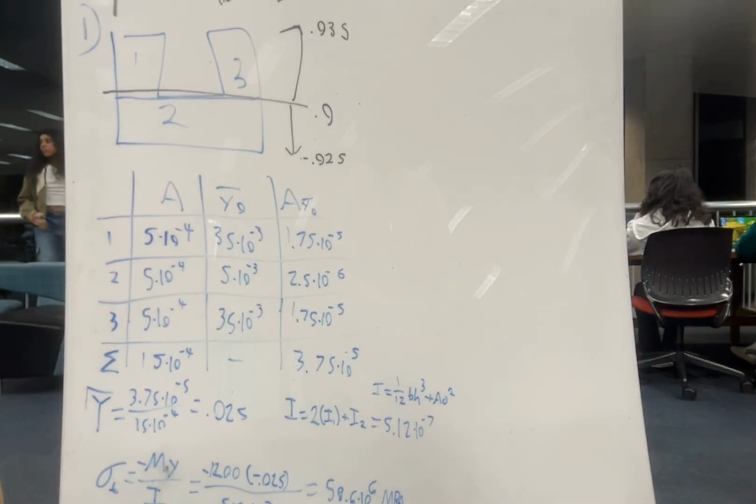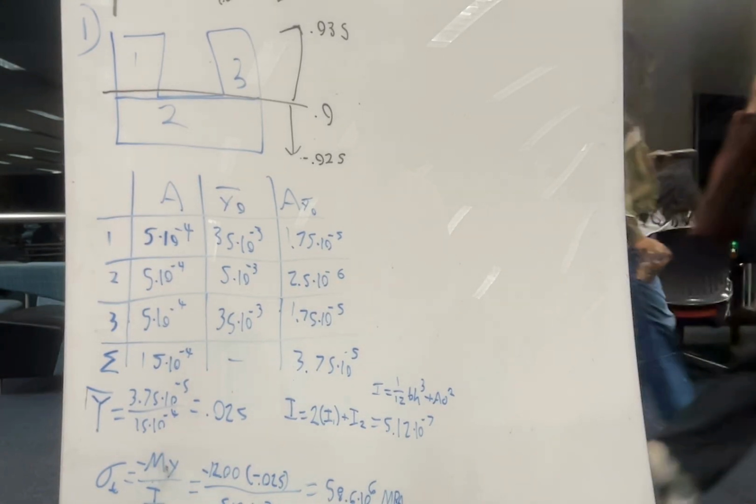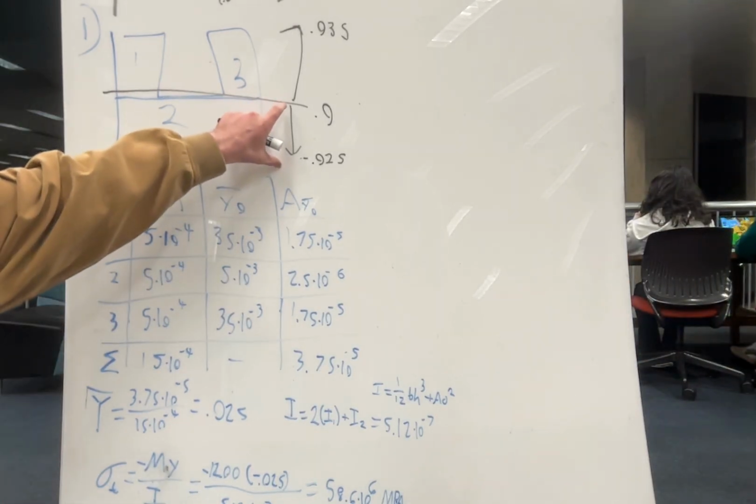So the 0.025 is your neutral axis, correct? Yeah, but I'm going to call it 0 because it makes more sense in my head. Yeah, because the y in the selfish equation is the distance from the axis.